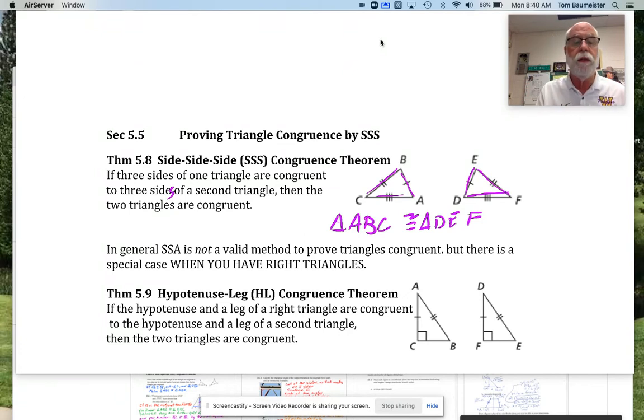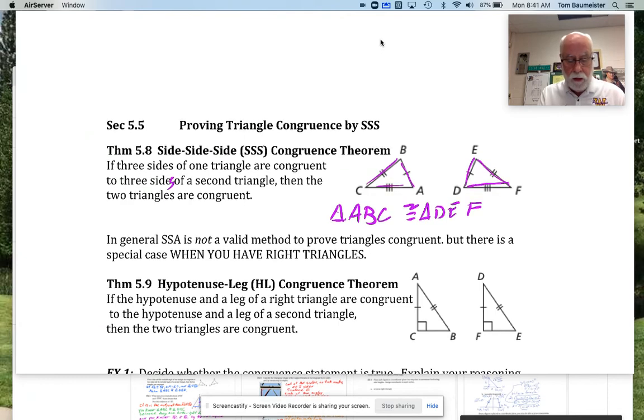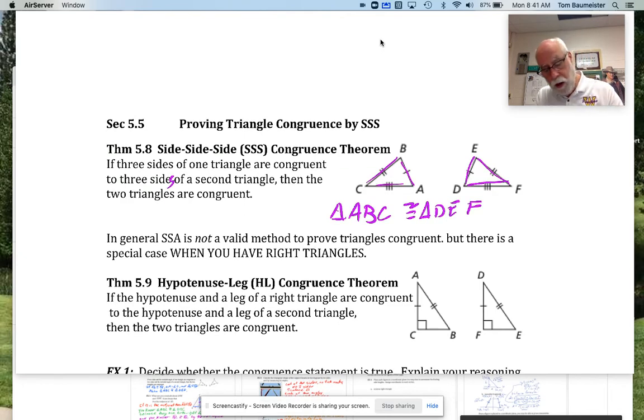And the other one that they want us to talk about is called side-side-angle. In general, side-side-angle is not a valid method to prove triangles are congruent. It only works if you have right triangles, and that's kind of why I put it all there in capital letters. Because when I have that, then I have the hypotenuse-leg. Remember, the hypotenuse is always opposite the right angle. So in this case, AB is the hypotenuse, and in the other one, DE is the hypotenuse.